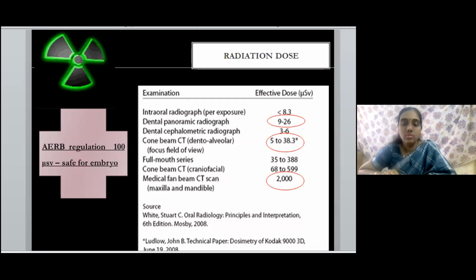And even if you're going for cone beam CT of the craniofacial region, it is around 68 to 599 microsieverts, which is even 4 to 5 times less than that of a medical CT scan, which comes to around 2000 microsieverts. So that is a great advantage in the field of dentistry and maxillofacial imaging, where we are able to use 3D volumetric imaging with very low exposure to the patient.